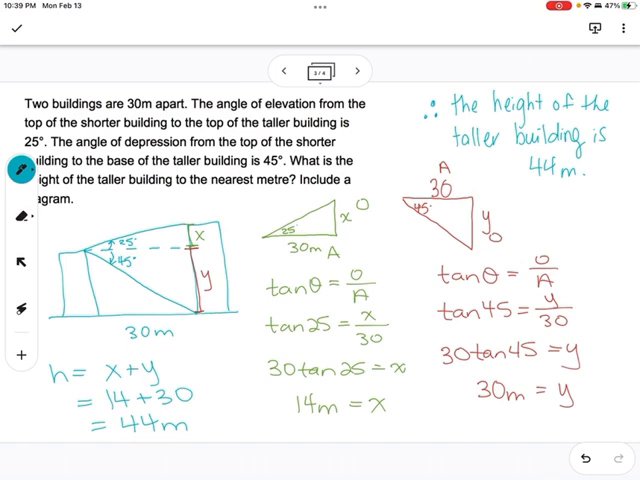Okay, so again, take these one step at a time. Draw what you know. We can go one sentence at a time. First, draw your buildings that are 30 meters apart, and then keep adding all of your values from there, just as you read each sentence.